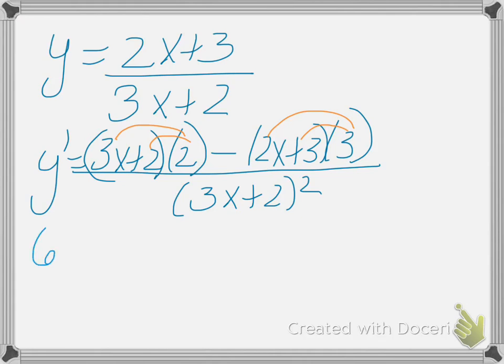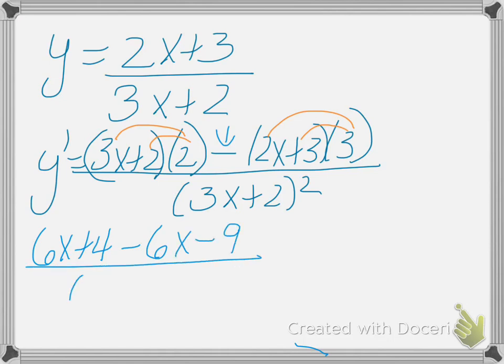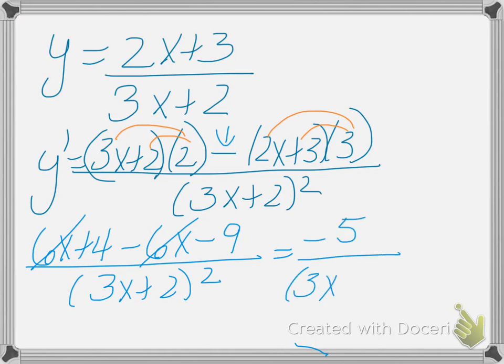And I get 6x plus 4. I'm going to take this negative with that 3. So a -3 times 2x is -6x, and a -3 times +3 is -9. These 6x's cancel, and we're left with -5. And that was choice D.